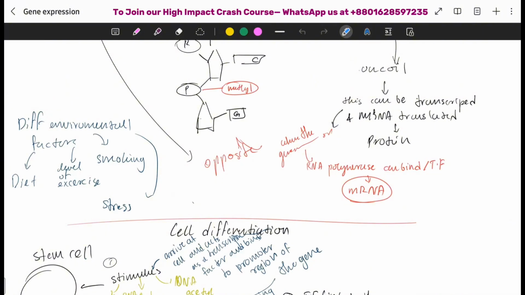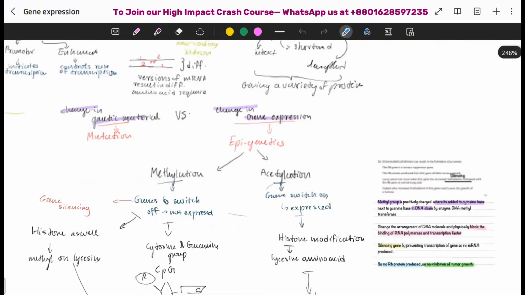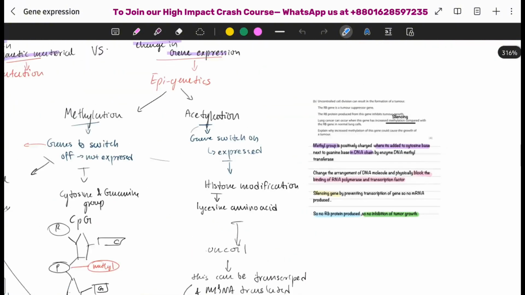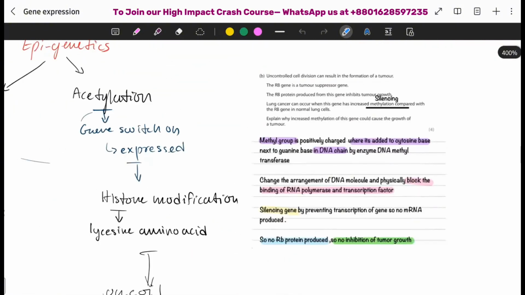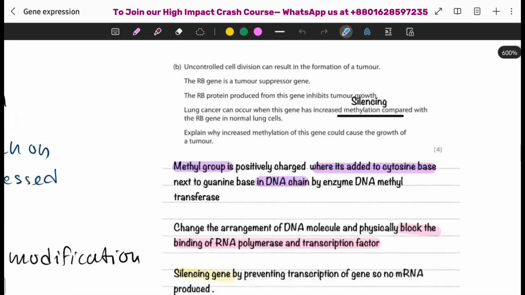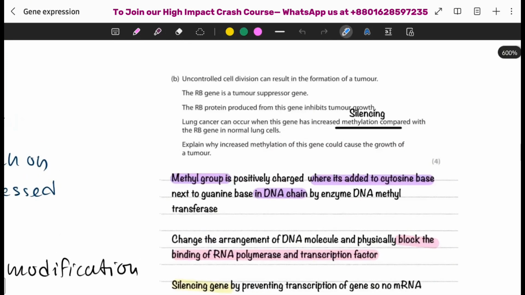Different environmental factors, such as diet, level of exercise, smoking, and stress, have an effect. Let's go through this question. Uncontrolled cell division can result in the formation of a tumor. The RB gene is a tumor suppressor gene, so a protein will be produced from this gene to inhibit tumor growth. And lung cancer can occur.